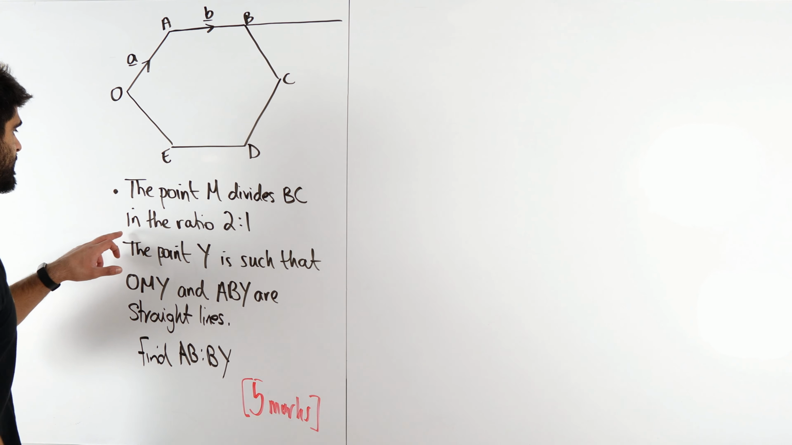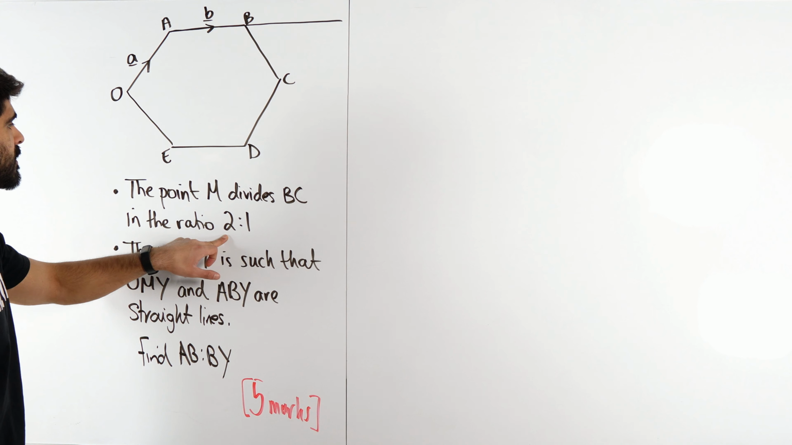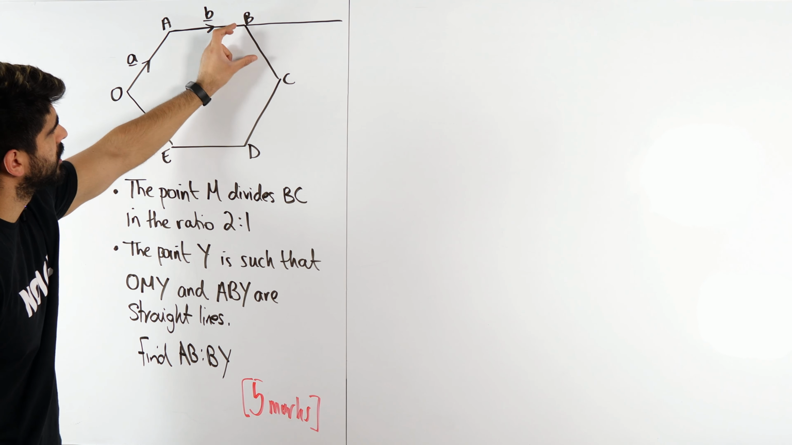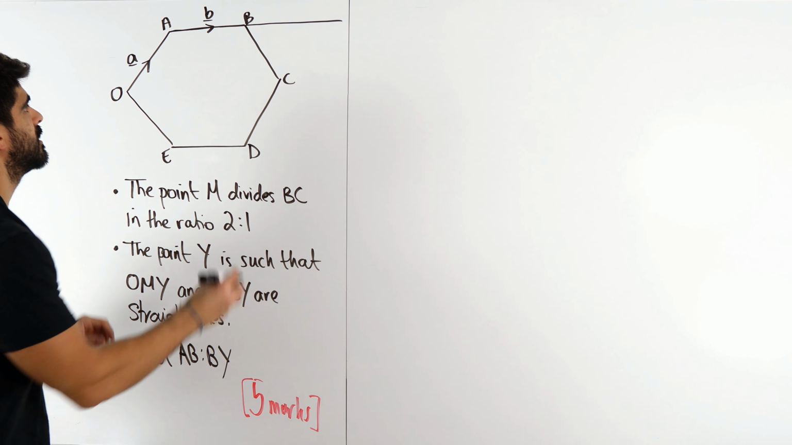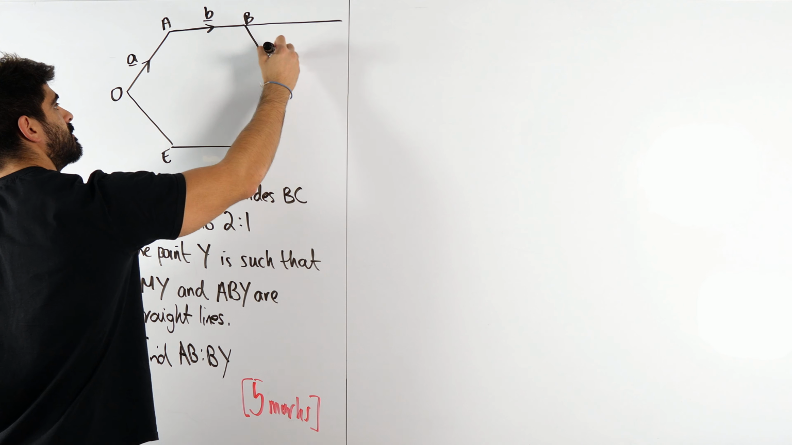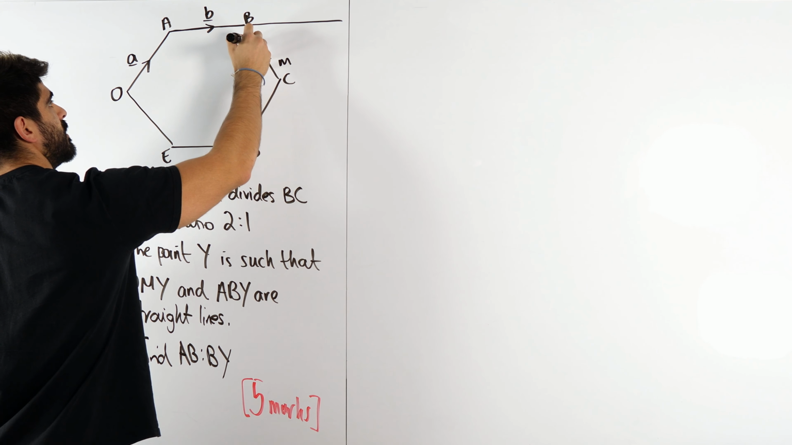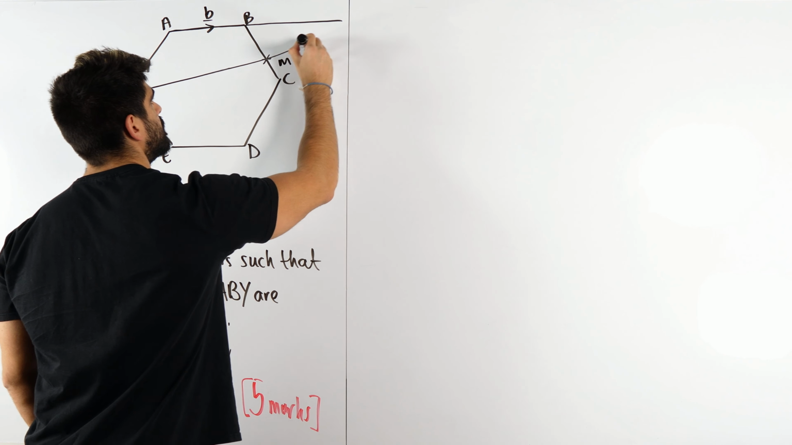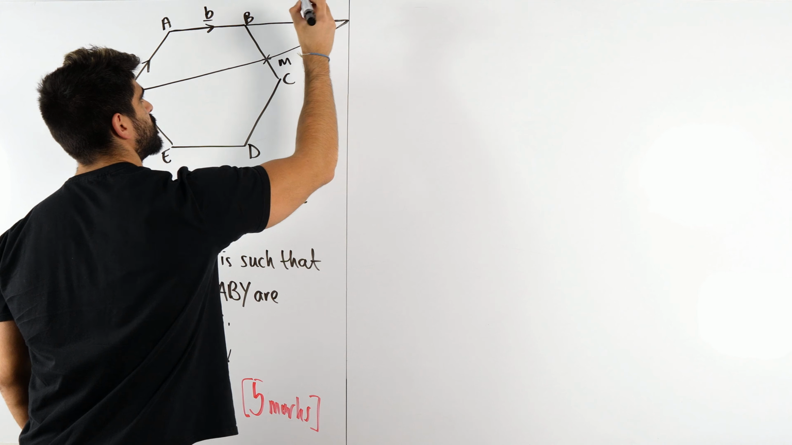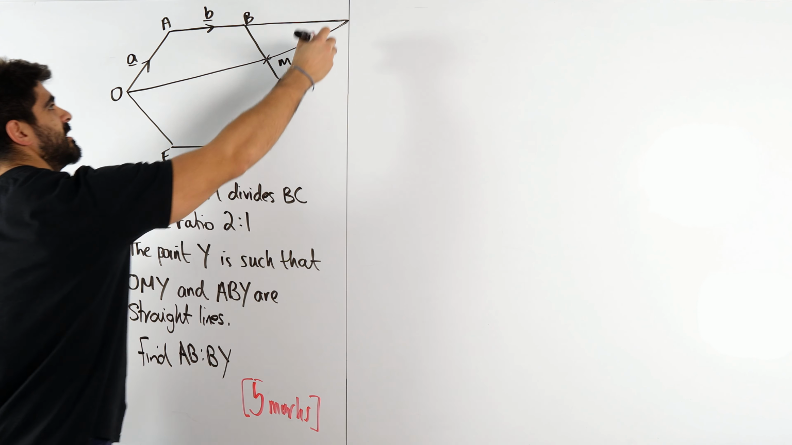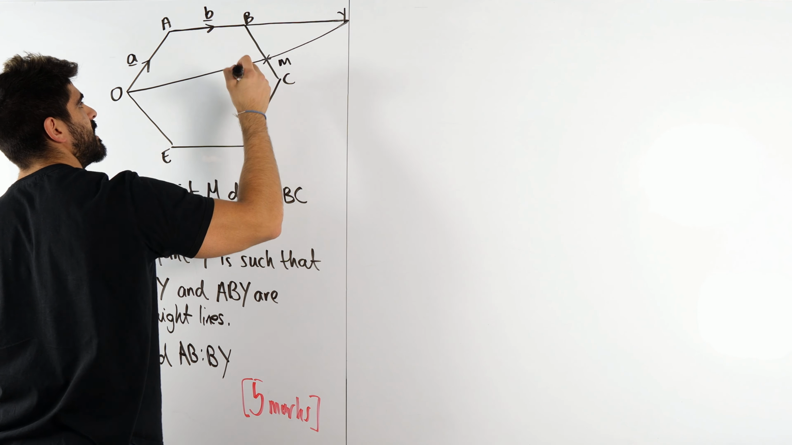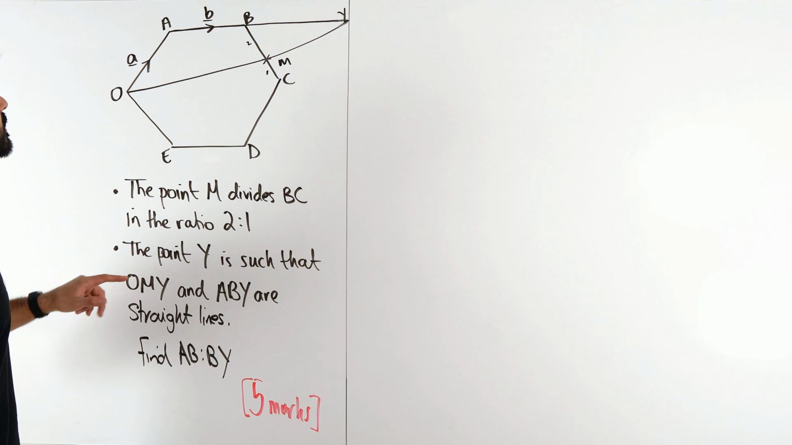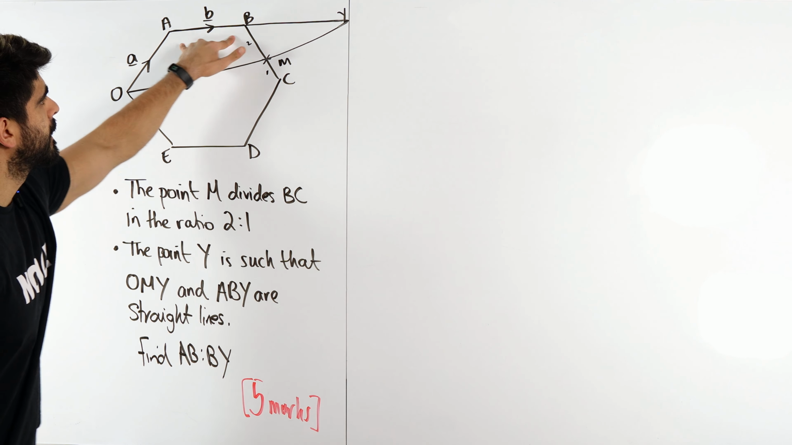And what does it say? It says the ratio is 2:1. So it's dividing BC in the ratio 2:1. So let's put it here. Okay, and then we can draw these lines here. Alright, ignore the curvature in that line. So there's my Y. And there's M. That ratio is 2:1. I want to find the ratio between AB and BY.